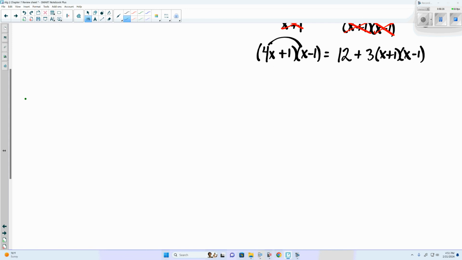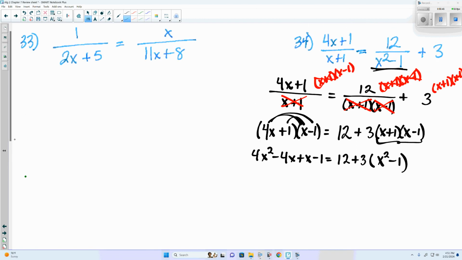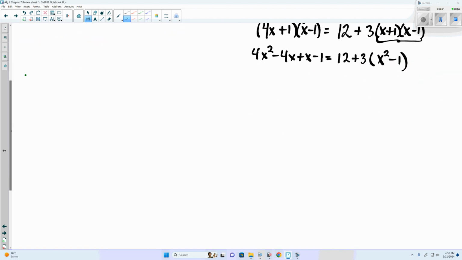Now at this point, we can just start distributing. 4x times x is 4x squared. 4x times negative 1 is negative 4x. 1 times x is plus x. 1 times negative 1 is negative 1. Now we could distribute through here, but we'll get x squared minus 1. Because where did we get the x plus 1 and x minus 1 from? Well, they came from the factors of x squared minus 1. So if that's where they came from, they should multiply back together to get that there.